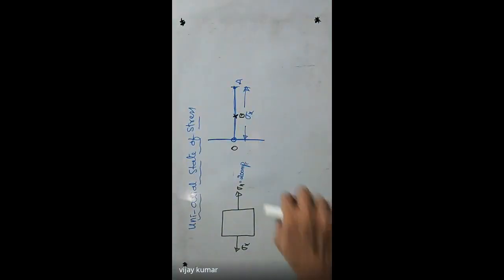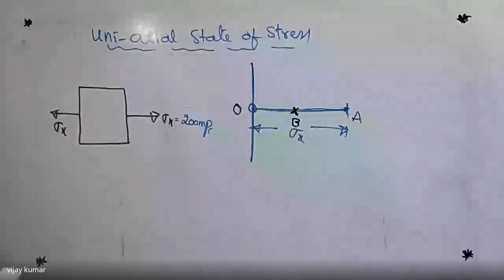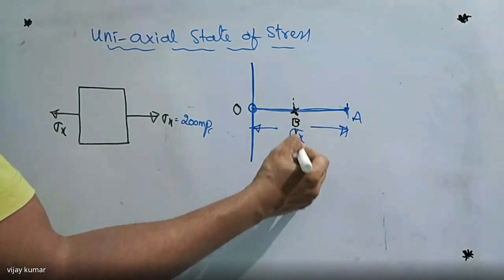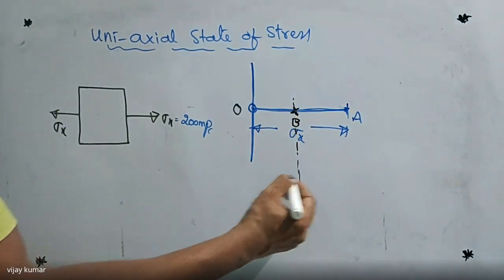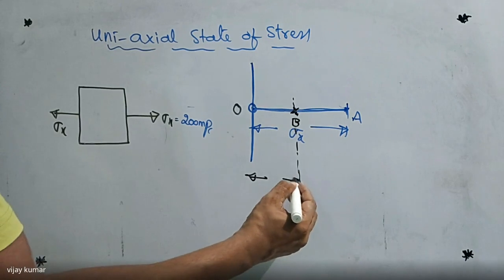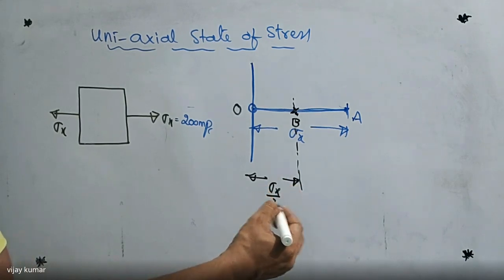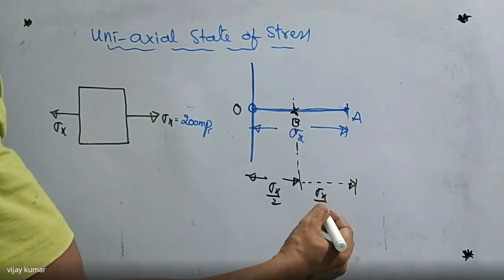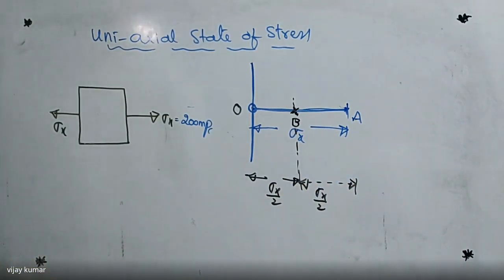If you divide this line into two equal parts, then we are getting it like this. So what is this value here? Tell me. This value is equal to sigma x by 2, and this value, up to this one, is also equal to sigma x by 2. Did you get my point or not? Right.